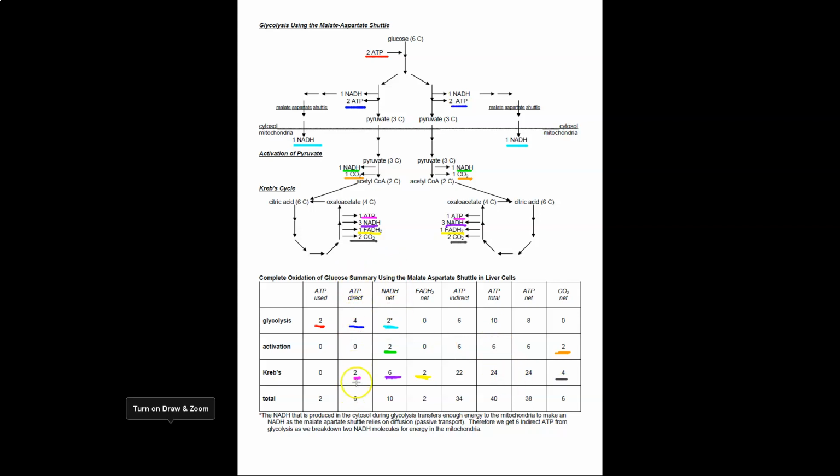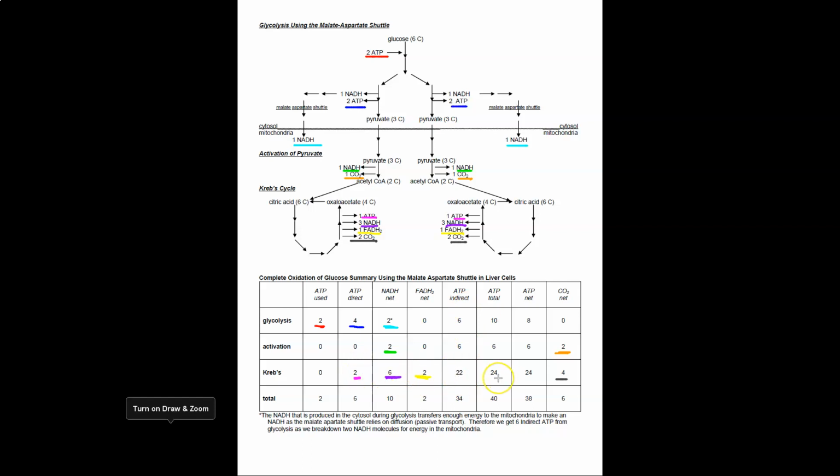Right, so my ATP direct is 2. My NADH net is 6. 6 times 3 is 18. Hold that off on the side of your head. FADH2 is 2. 2 times 2 is 4. We were holding 18 here and 4 here. That's total 22 indirect.